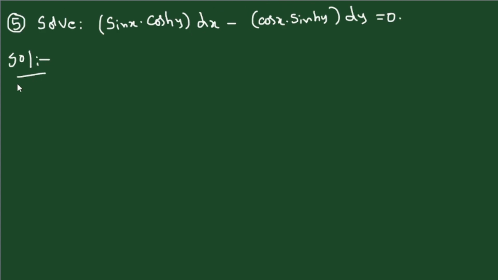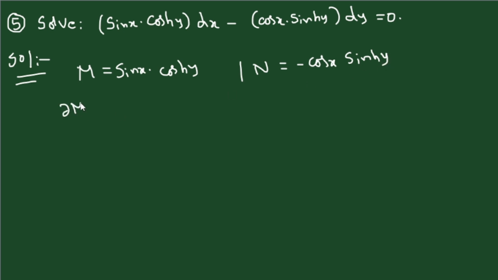Now let us solve the last one. It's a different kind of problem. Here also m equal to, you take the first function that is adjacent to dx as m. It is sin x into cos hy. N equal to minus cos x sin hy.